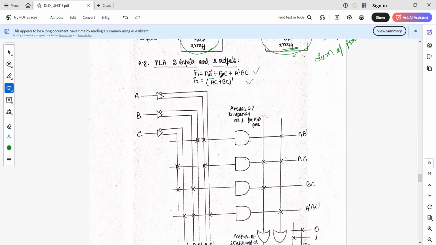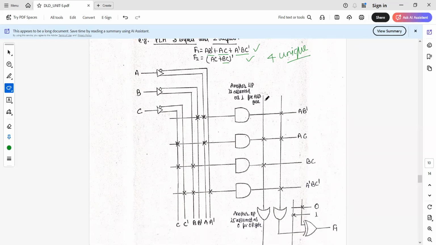One is AB', another is AC, third one is BC, and fourth one is A'BC'. Now since we have 4 unique product terms, we require 4 AND gates here. The input to the AND gates is given with the help of a buffer, where we have inverted and non-inverted outputs.